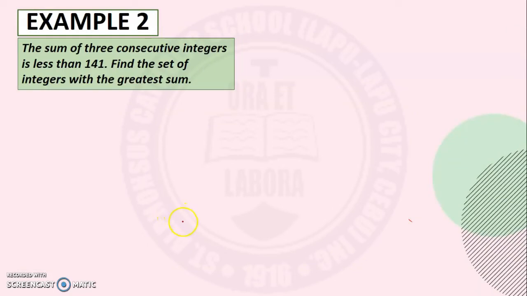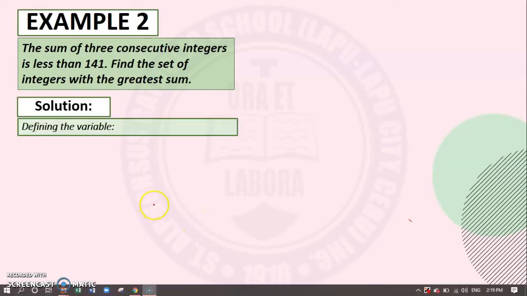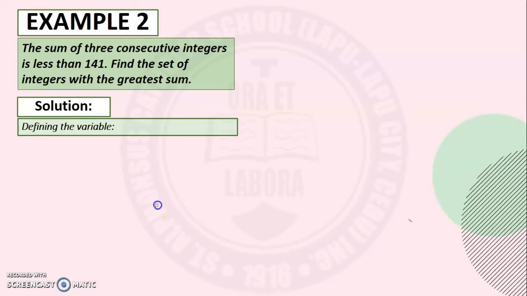The sum of 3 consecutive integers is less than 141. Find the set of integers with the greatest sum. There are many 3 consecutive integers whose sum is less than 141, but we need to find those 3 integers which have the greatest sum.